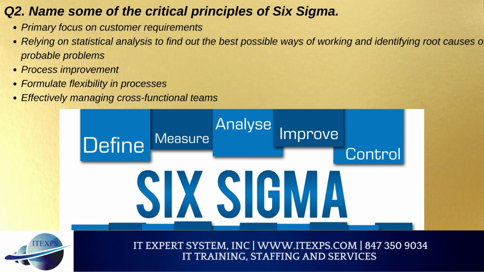Q2. Name some of the critical principles of Six Sigma. Six Sigma is used to match the most prominent word called perfection. Following are some of the promising principles of Six Sigma. Primary focus on customer requirements. Relying on statistical analysis to find out the best possible ways of working and identifying root causes of probable problems. Process improvement. Formulate flexibility in processes. Effectively managing cross-functional teams.